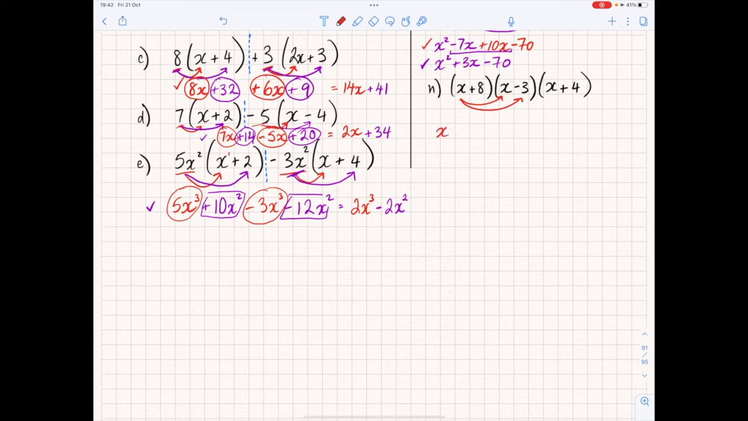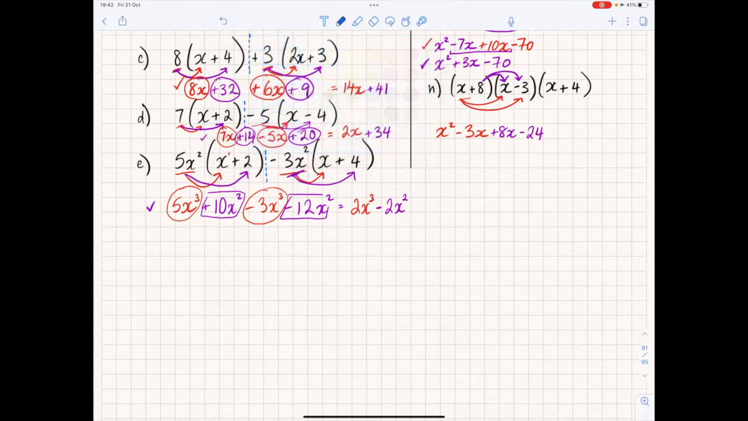So we're going to go x times x is x squared, x times minus 3, minus 3x. Then we're doing 8 times x, which is plus 8x. And then we're doing 8 times minus 3, which is minus 24. Okay, so that's your first process. And again, in an exam, that would get you a mark.